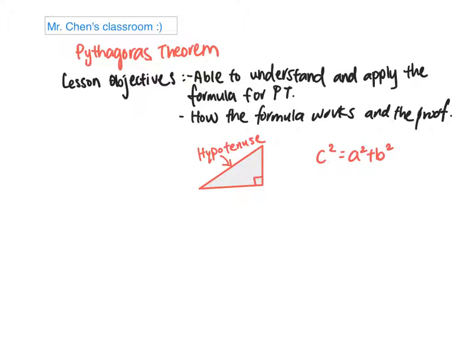So in this lesson, I will introduce the formula for Pythagoras theorem, which is c squared equals a squared plus b squared. I will talk about how the formula works and the proof for the formula, why it is working, and we will conclude the lesson after that. So let's begin.